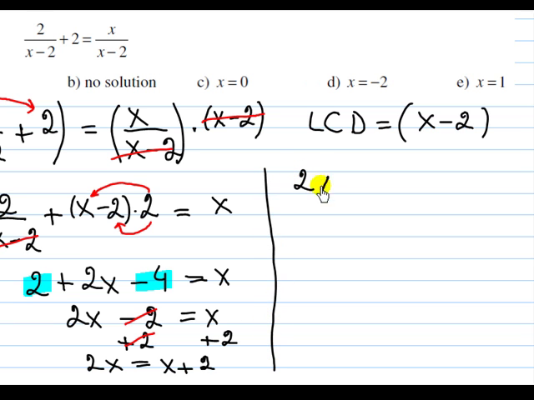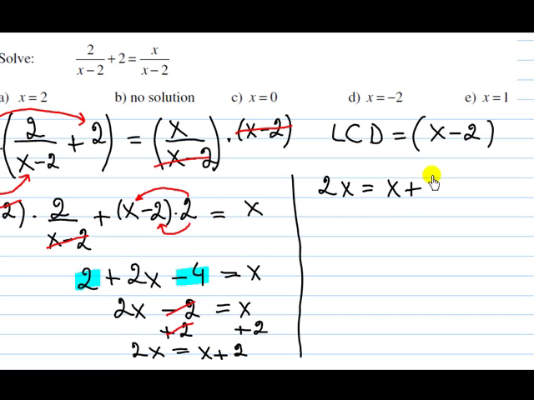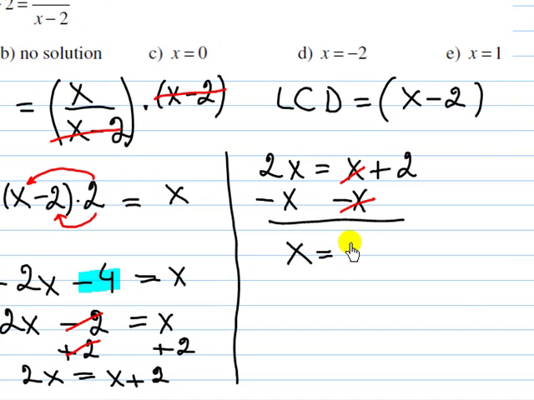So we have 2x equals x plus 2. Now we can subtract x on both sides. So this x will disappear here, and we're going to have 2x minus x is x, and x minus x goes away, so we have x equals 2.